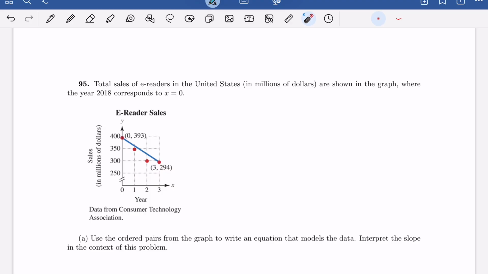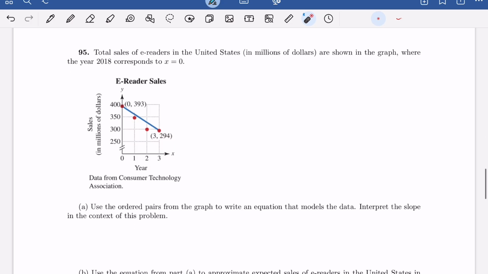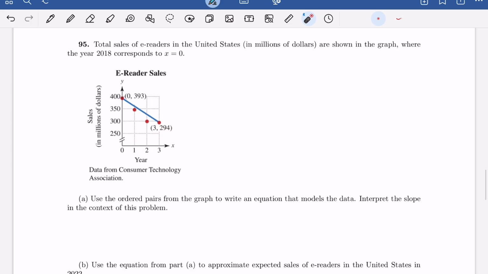Now, for this last question in section 2.3, we're looking at the total sales of e-readers in the United States in millions of dollars, shown in this graph here. Now, the year 2018 is going to correspond to x is equal to 0. So here is our year on the horizontal or the x-axis. And so at this point here, this is the year 2018, this is 2019, and so on. So using this graph, we are going to answer some questions here.